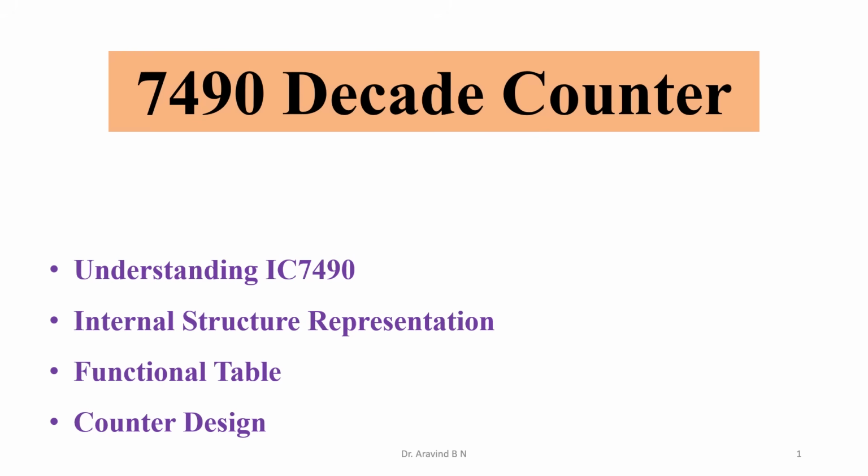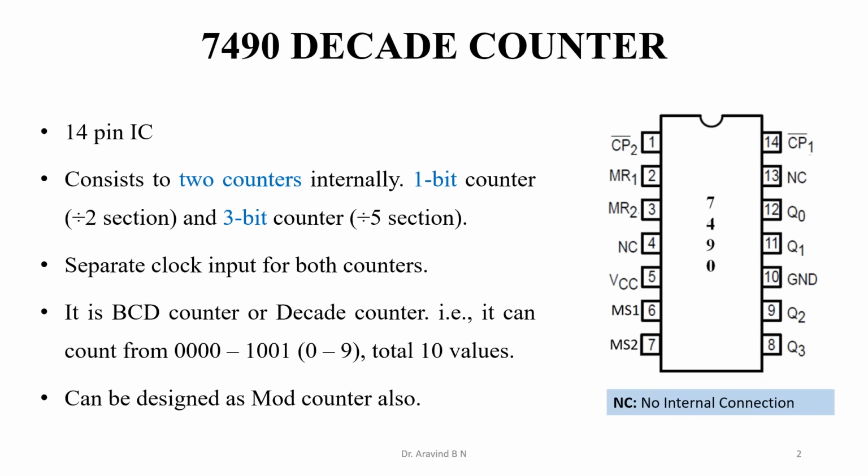In this lecture, we are going to discuss the 7490 decade counter. This diagram shows a typical 7490 pin diagram. It consists of 14 pins and internally it has two counters. First one is a 1-bit counter, second one is a 3-bit counter.